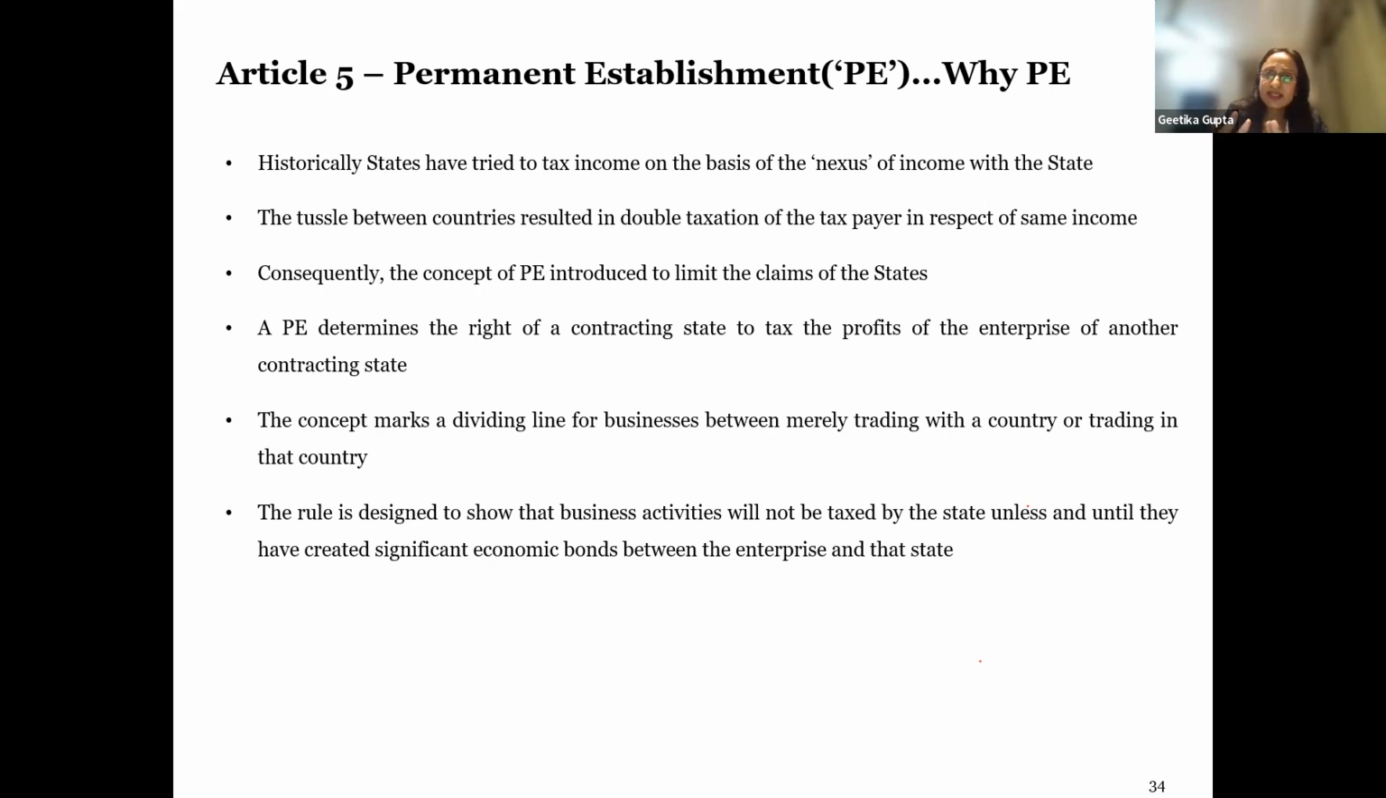Now, there are different types of PEs. The treaties specify in what cases it will be considered that a PE of a foreign enterprise is there in India. If there is a PE of the foreign enterprise in India, then only the business income of the foreign enterprise will be taxed in India. In the absence of the PE, the foreign enterprise doesn't get taxed. I'll take this by way of an example also after completing the next slide. Next slide, please.